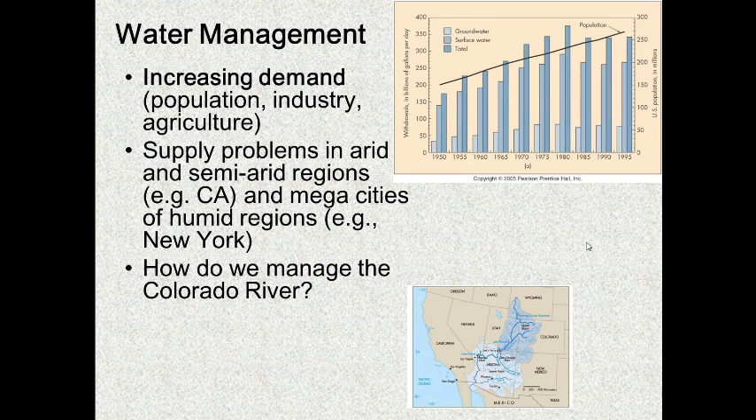So managing water, we have an increase in demand because we have increased population, increased industry, which requires increased agriculture. We have supply problems in arid and semi-arid regions. Think California and megacities of humid regions like New York. What can we do to manage the Colorado River? The Colorado River is being tapped for Las Vegas, for Los Angeles, but that water originally went somewhere else, so we've got other impacts as well.